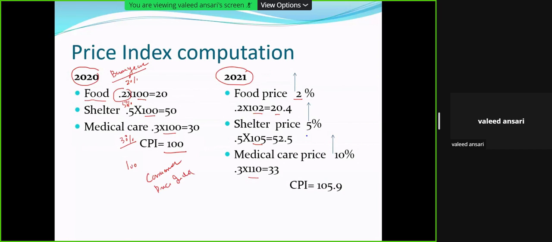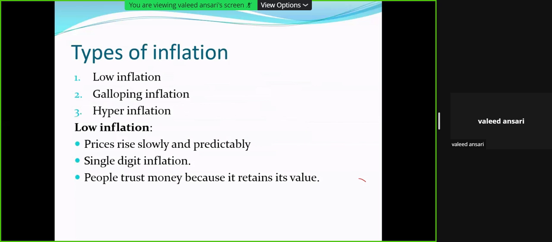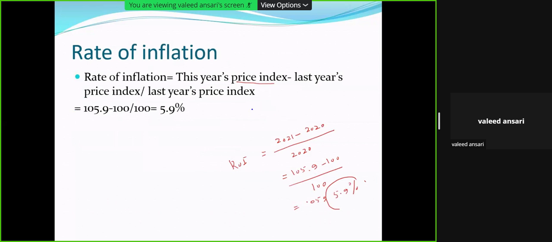So we multiply by this. So it will come out to be 105.9. It means that in comparison to 2020, the consumer price index has gone up by this much. Now, if you want to find out the rate of inflation, it is simply this year's price index, that is 2021, minus the price index of 2020, divided by the price index of the base year, that is 2020. Now here it is 105.9, minus 100, and divided by 100. So it will come out to be 0.059. Actually, if you convert it to percentage, the inflation during this period was 5.9%.